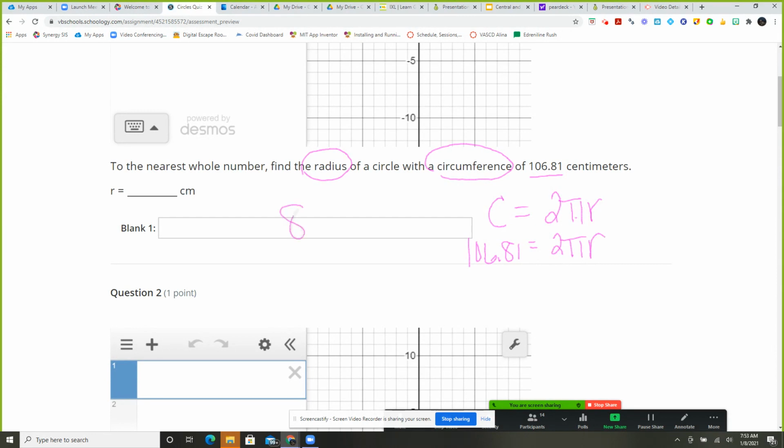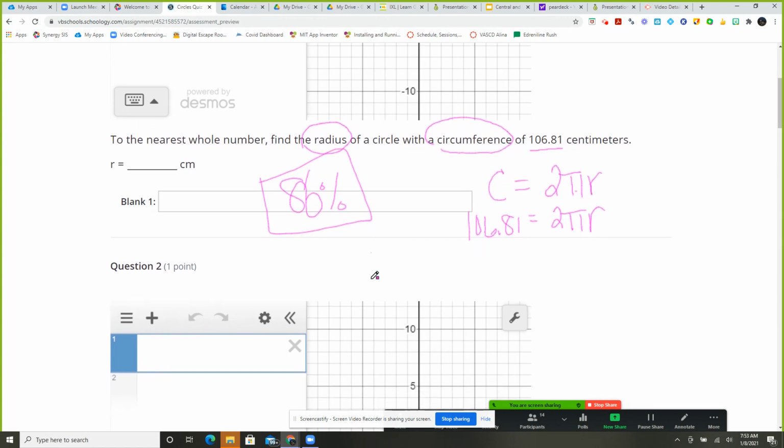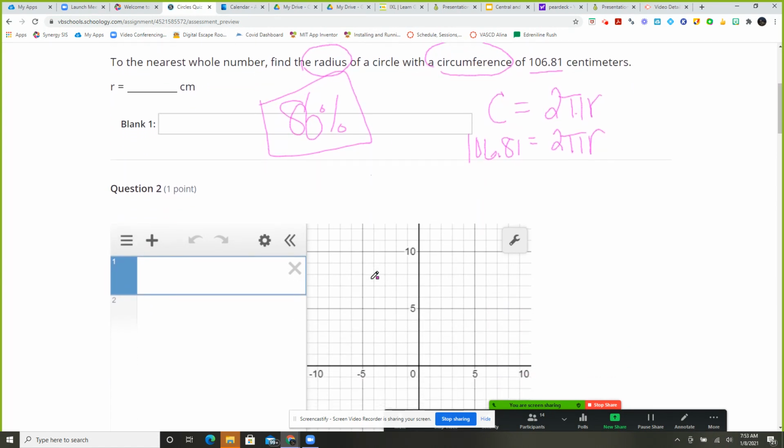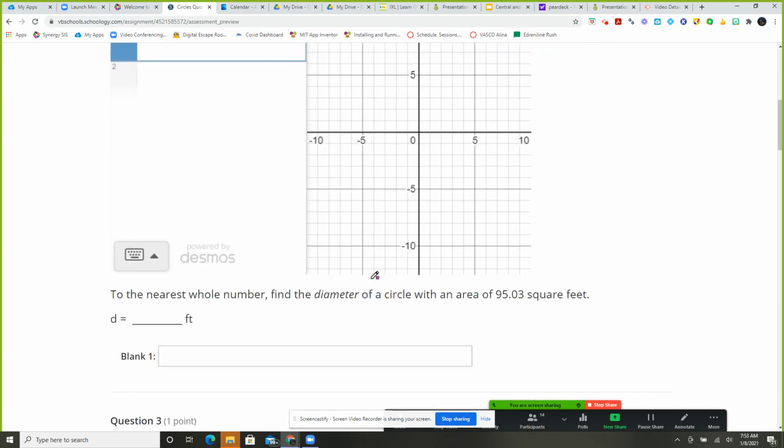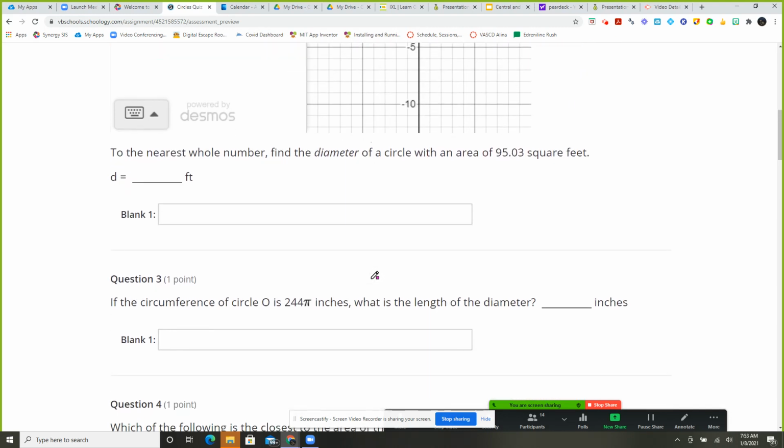So 86% of people got this question right. So I don't know that I need to do anything more than just that. Are there any questions on that? All right, then let's move on to number 2.